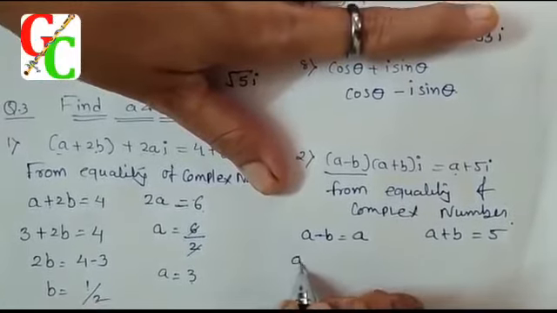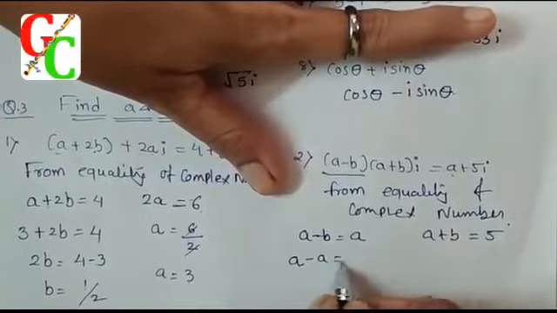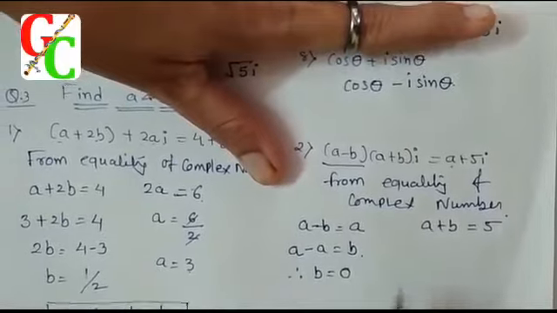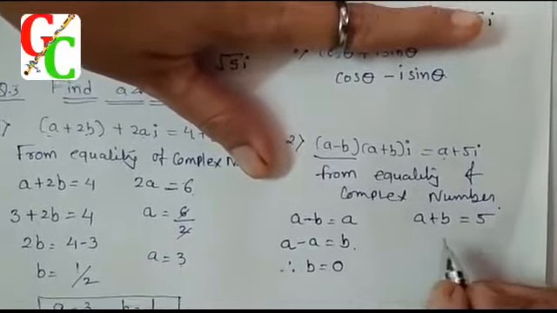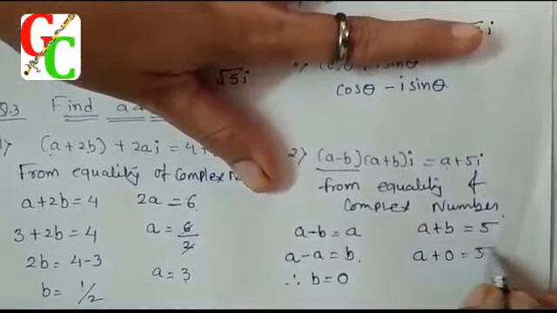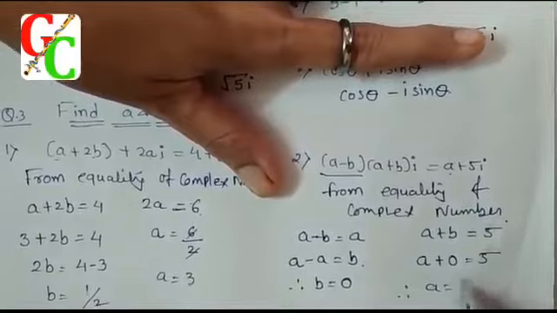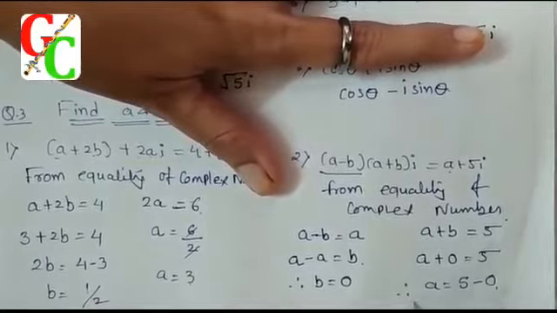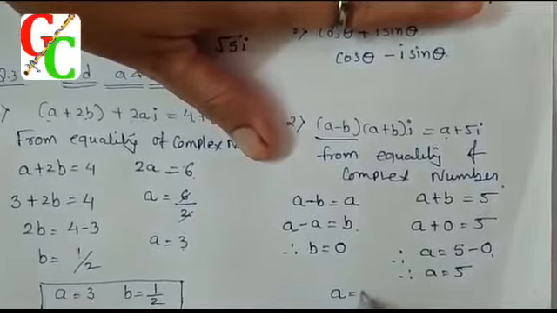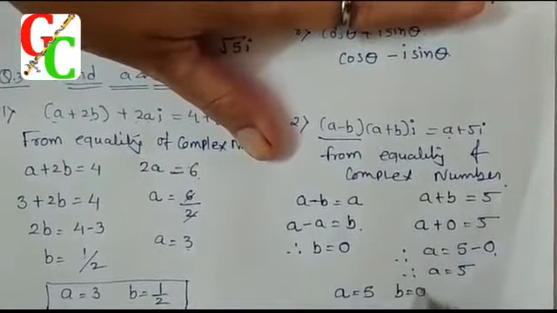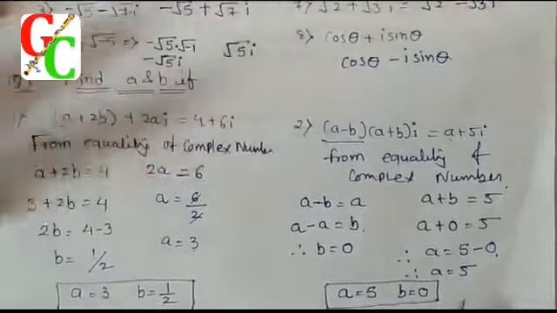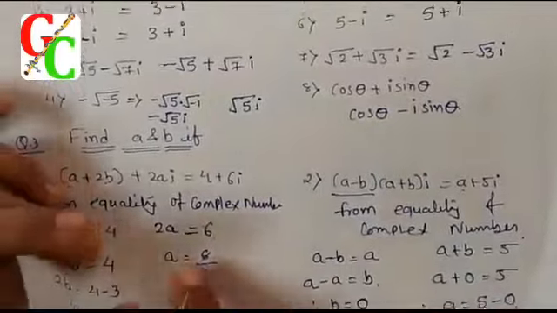So first a minus a is equal to b. So therefore our b is equal to 0. Put the value of b in this equation. So a plus 0 is equal to 5. Therefore our a is 5 minus 0. So our a is 5. So in second question our answer is a is 5 and b is equal to 0. So this is the answer of second question. Now see the question number 3.